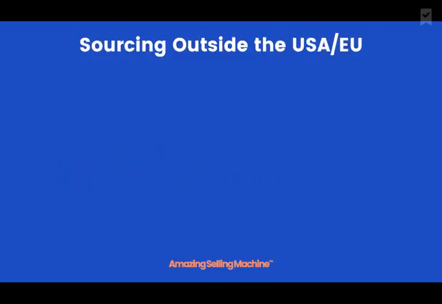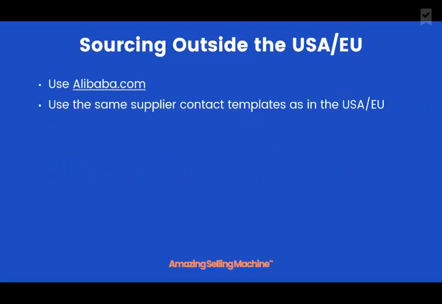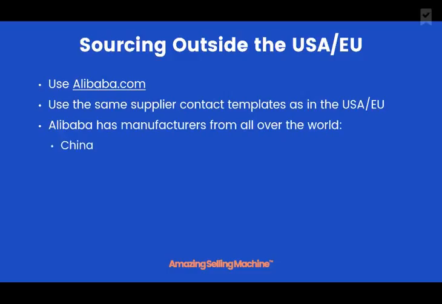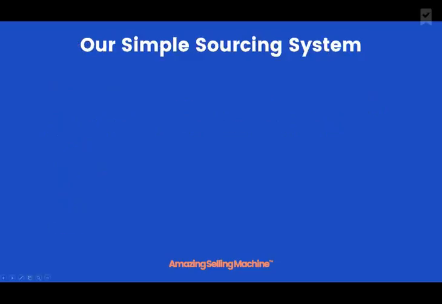Now, outside of the USA is actually easier. You use Alibaba.com. You'll also use the exact same supplier contact templates as we're going to use for the USA and EU. Alibaba has manufacturers from all over the world. Now, primarily they'll be from China, but they also have suppliers from Pakistan, Taiwan, India, and many, many other countries as well. The entire process can be broken down into these following steps.